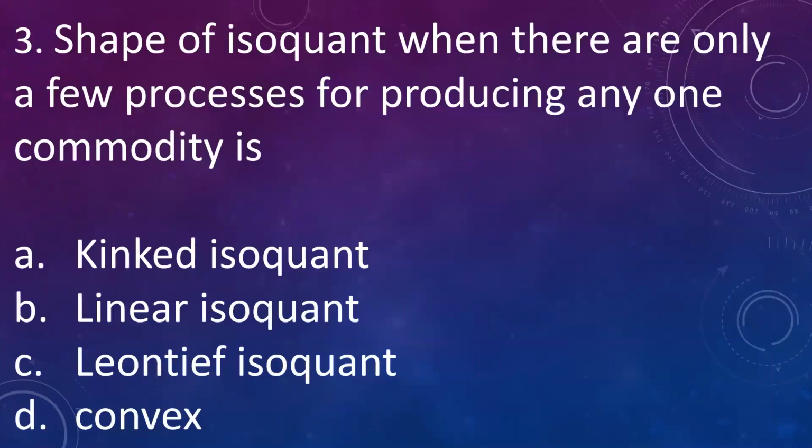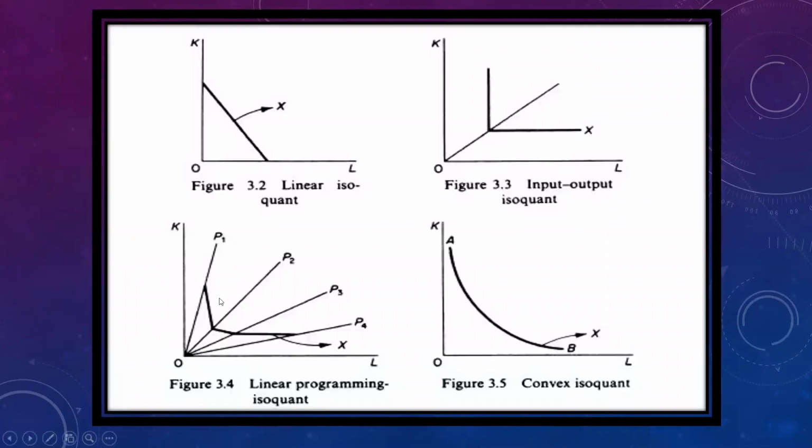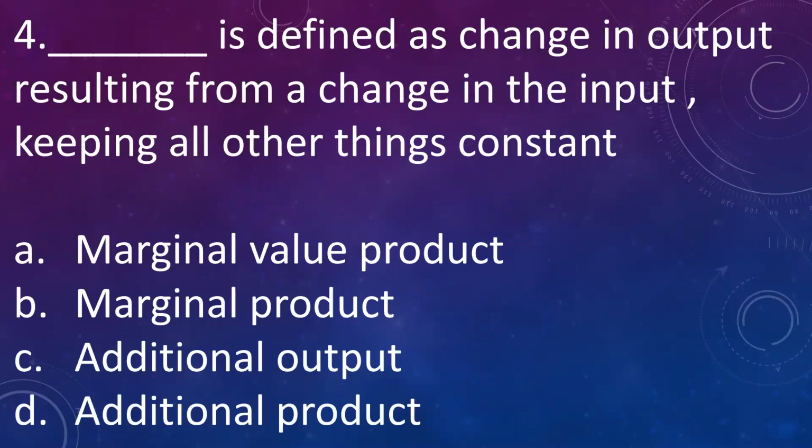Our next question is, the shape of iso-quant when there are only a few processes for producing a commodity is: A. Kinked iso-quant, B. Linear iso-quant, C. Leontief iso-quant, D. Convex. The answer is kinked iso-quant. When there are only a few processes for producing the output, the iso-quant will be a kinked one, which is also called linear programming iso-quant.